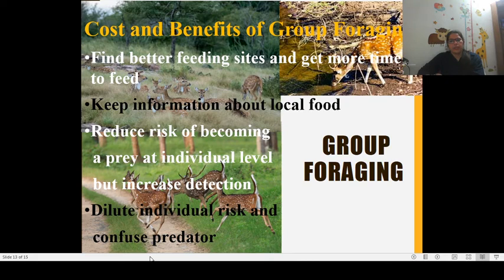Individuals are kept informed about local food availability, as there are many heads to search a local ground for local food resource availability. They reduce the risk of becoming prey at the individual level but increase detection by predators. They dilute individuals' risk and can confuse the predator too.